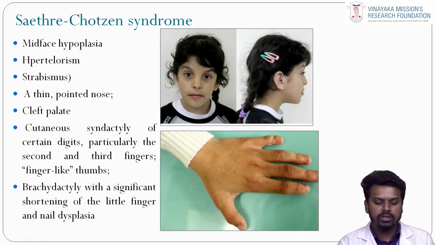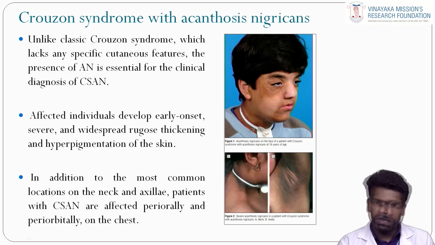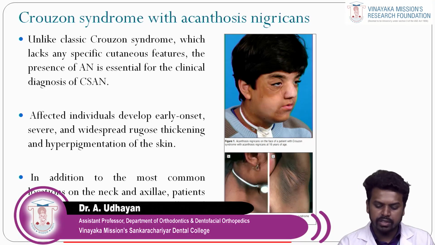The Saethre-Chotzen syndrome: mid-face hypoplasia, hypertelorism, strabismus, a thin pointed nose, cleft palate, cutaneous syndactyly of certain digits, finger-like thumbs, brachydactyly with a significant shortening of the little finger and a nail dysplasia. You can see the brachydactyly here. These are the other differential diagnosis of Crouzon syndrome with the acanthosis nigricans. You can also see the acanthosis nigricans in these patients.